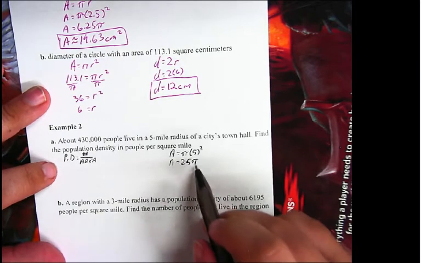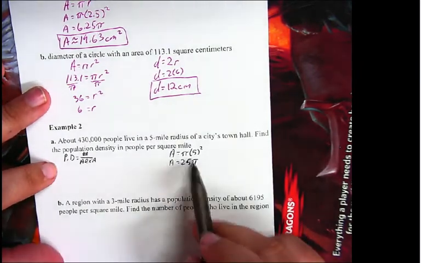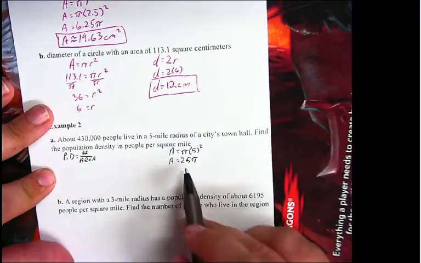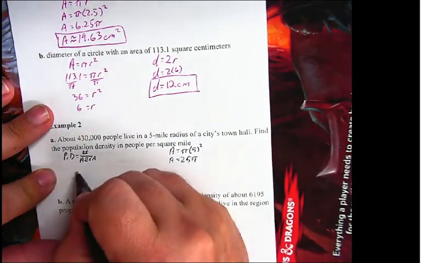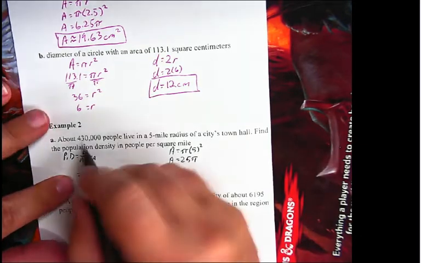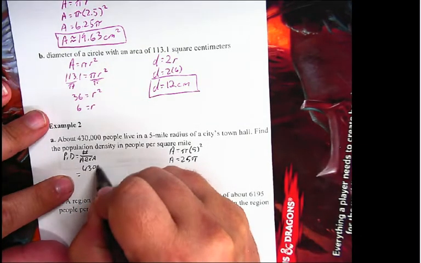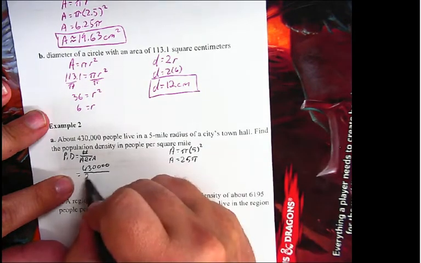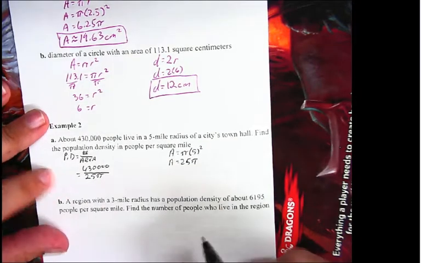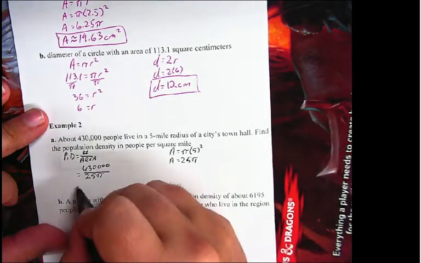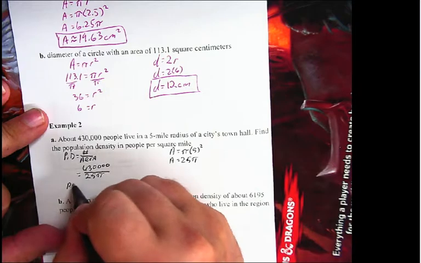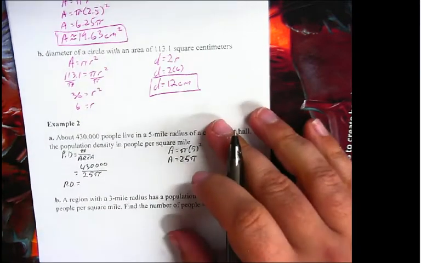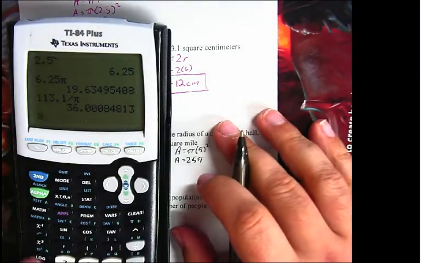Okay, again, save that pi for the end. And so if we leave it like this, I don't have to round it off yet. And the less rounding, the better. So we're going to take that, plug that in. So population density equals the number of people, 430,000, divided by the area, which is 25 pi.